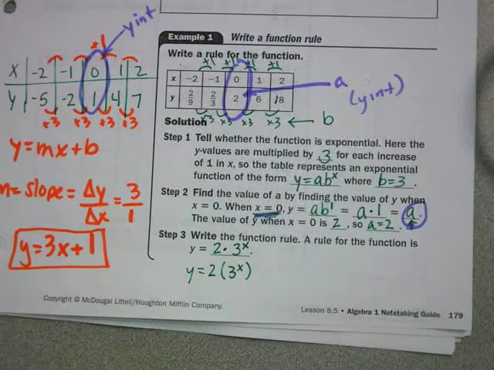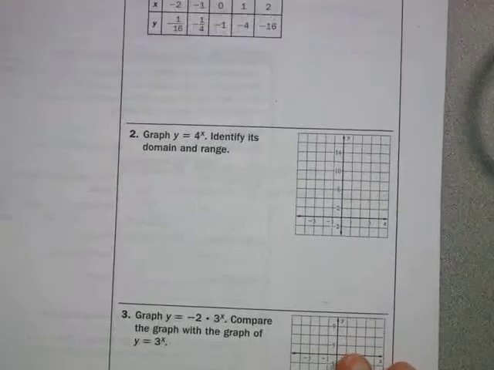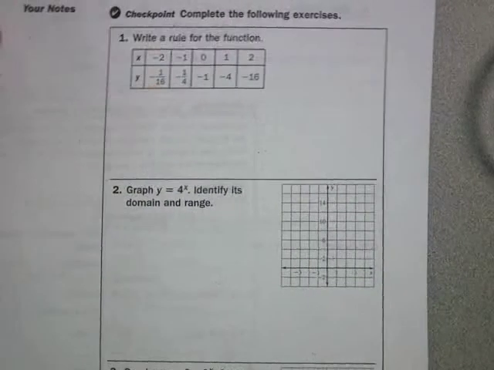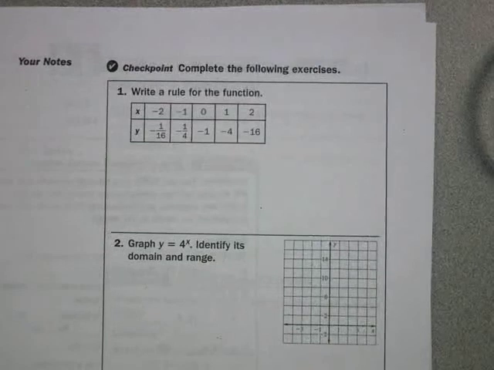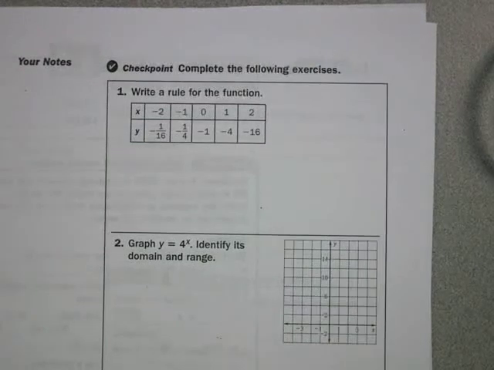Okay, so what you're going to do now is you're going to move over, skip this page, and I want you to do the same thing that we just did right there. You're going to do this checkpoint. You're going to write a rule for that function. Okay, so go ahead and pause and do that, and then you can come back to see if you did it correctly.